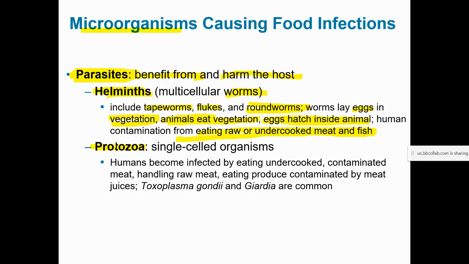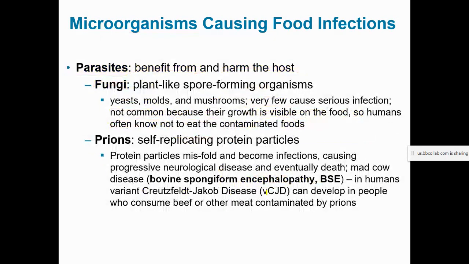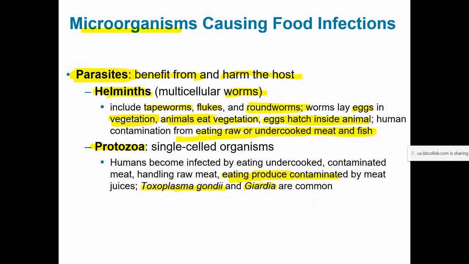And then protozoa. Often we would be infected by eating undercooked, contaminated meat, and eating produce like fruits and vegetables that might have been contaminated by contaminated meat. Two examples are Toxoplasma gondii and Giardia. I thought I had a little more about Giardia, but if people are somewhat familiar with Giardia, you can actually be exposed to that even through contaminated water.